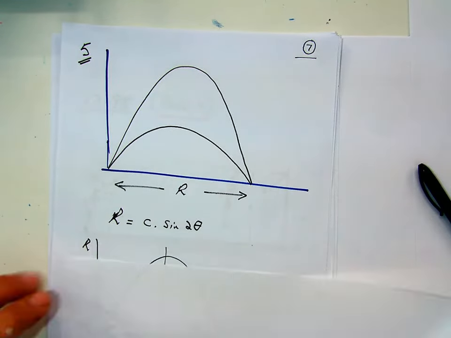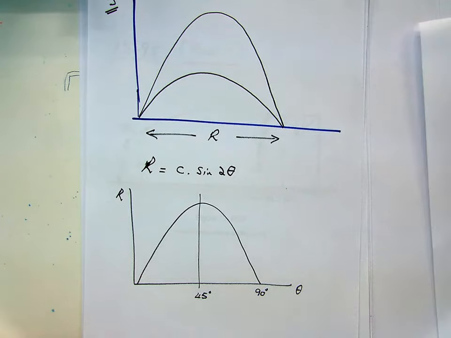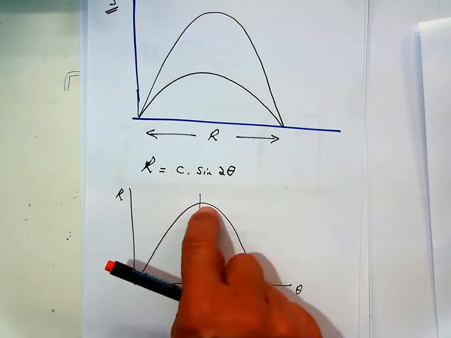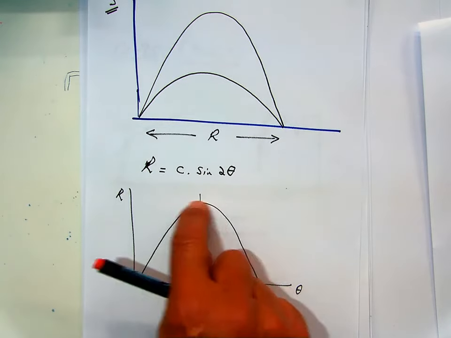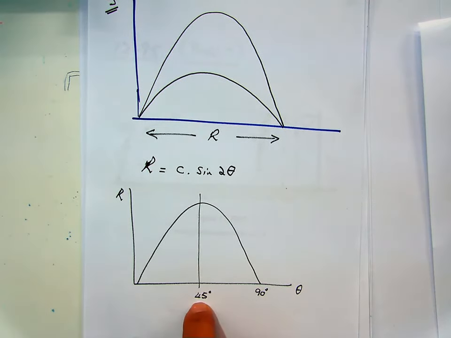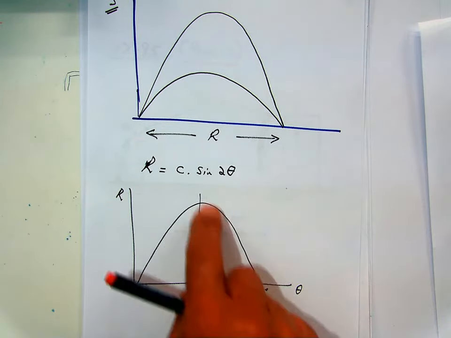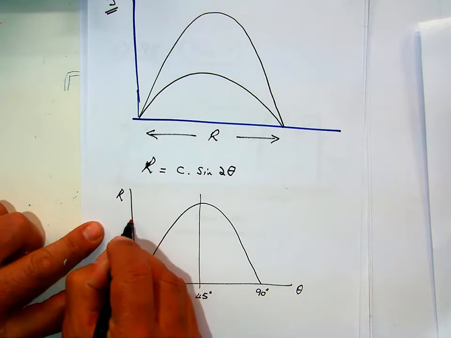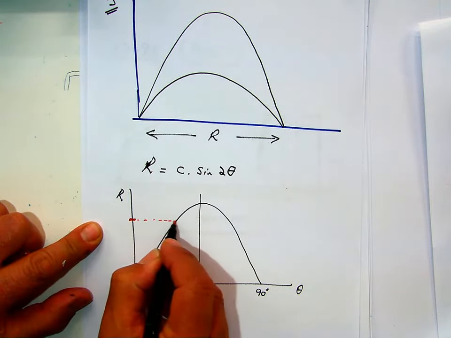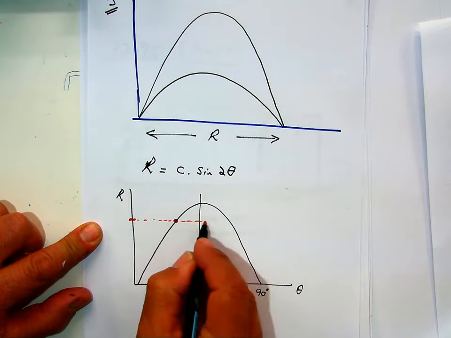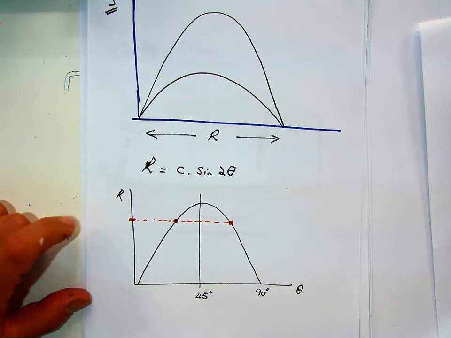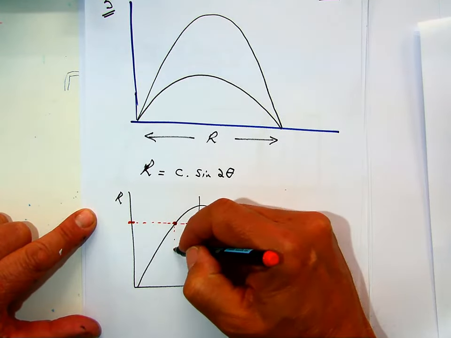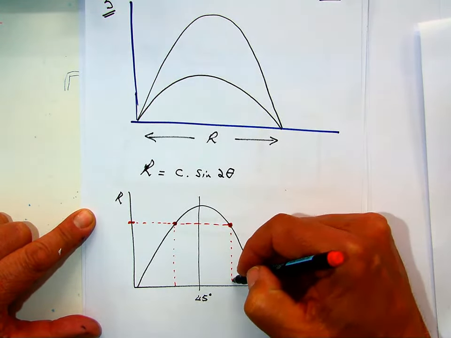Now, sine 2 theta, if you were to draw the graph, it would look something like that. Normally for sine theta, you'll have 90 degrees here for the maximum point. For sine theta, you'll get this. 90 degrees will be here, and that will be 180 degrees. But for sine 2 theta, you get this. And now note that for a specific range, there's this angle, and there's that angle. There are two angles for a specific range. That angle, and that one.